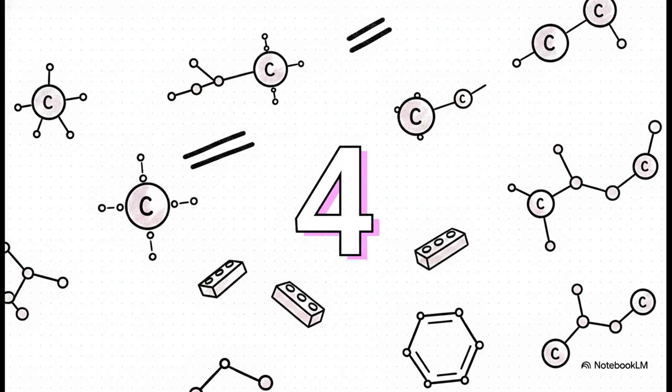And the absolute key to all of this is the number 4. Why is carbon so absurdly good at playing Legos? Because it has exactly 4 valence electrons in its outer shell. This means a single carbon atom wants to form 4 bonds to be stable. It can form 4 single bonds with other atoms, or it can mix things up and form double or even triple bonds with itself. This insane flexibility is exactly what allows it to create the massive, diverse hydrocarbon structures we rely on every single day.